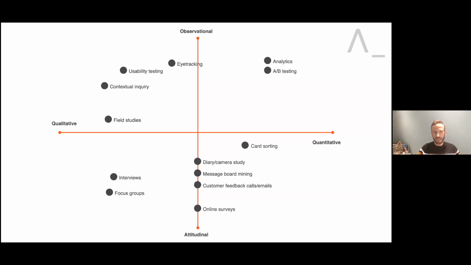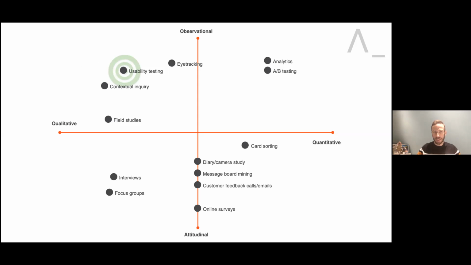If we look at the axes, we have qualitative and quantitative on the x-axis, and then we have observational at the top and attitudinal at the bottom. What Christian Rohrer is trying to say is that there's a number of research methods that try and get into different perspectives and how we need to understand people, users and humans. Usability testing then, as you can see, is in that top left quadrant. So it's in the qualitative and observational zone.